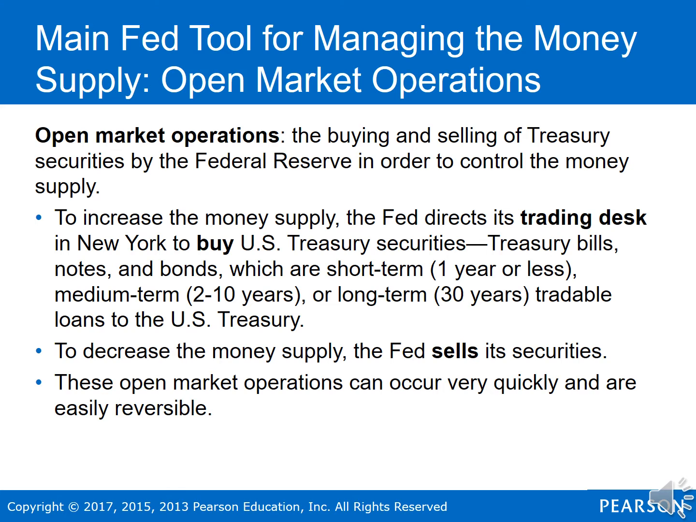Now, these open market operations can occur very quickly, especially now with the internet and with computers. The Fed is very quick to enact these. They decide to do it at 9 a.m. and by 9:10 in the morning, all the open market operations are settled for the day. And they're very easily reversible.